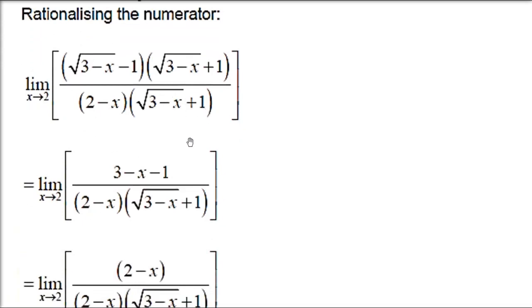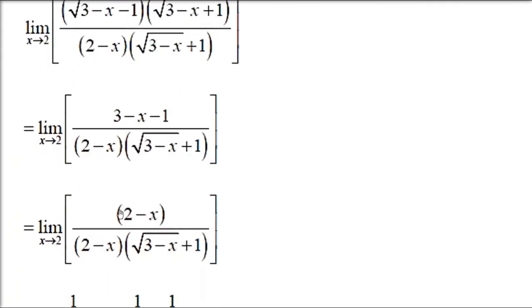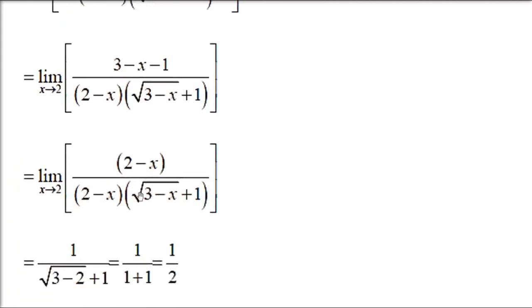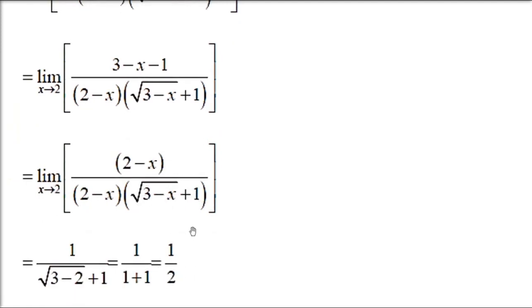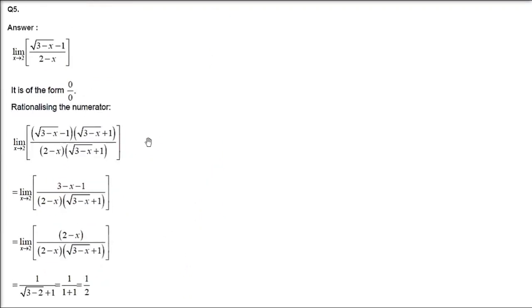So the numerator will be 3 minus x minus 1, that is 2 minus x. So numerator and denominator you have 2 minus x, cancel it, and you have under root 3 minus x plus 1. In place of x you can put 2, so you get under root 3 minus 2, that is 1, plus 1, and 1 plus 1 is 2, so 1 by 2.